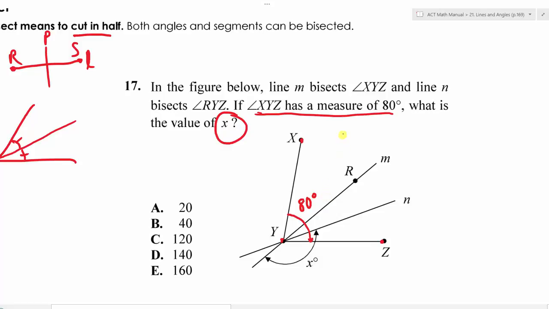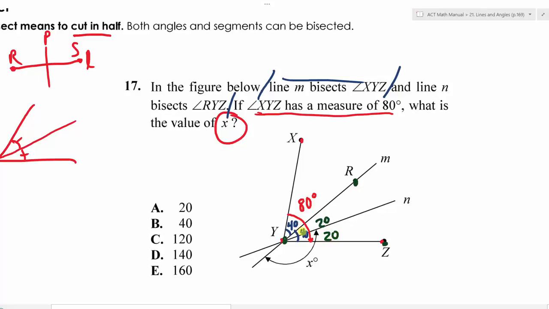And they tell us that line M bisects that angle XYZ. So what does that mean? That means that we have 40 degrees here and 40 degrees here. So we took care of that phrase. Now it says line N bisects RYZ. So line N comes in and bisects RYZ. That means if this whole angle here was 40, then this is 20 and this is 20.